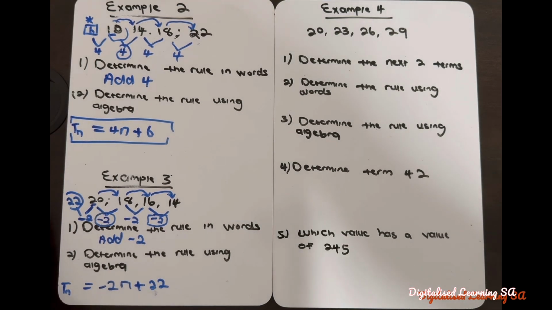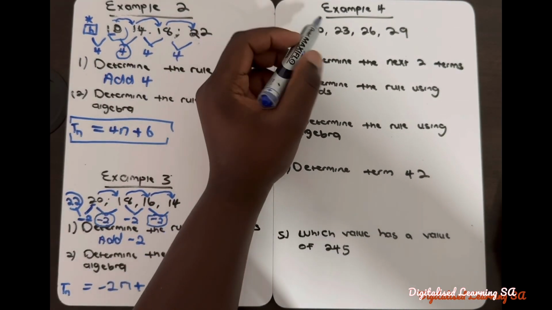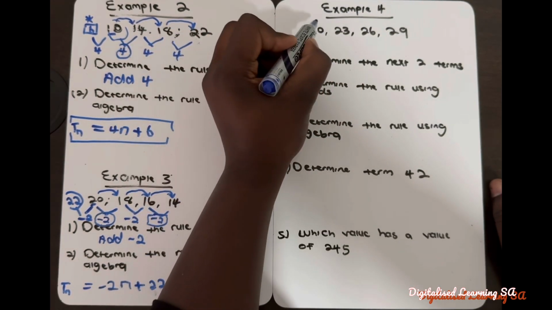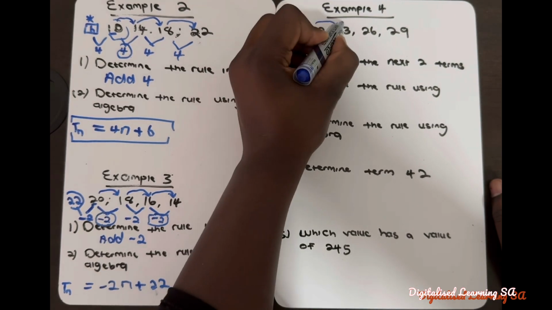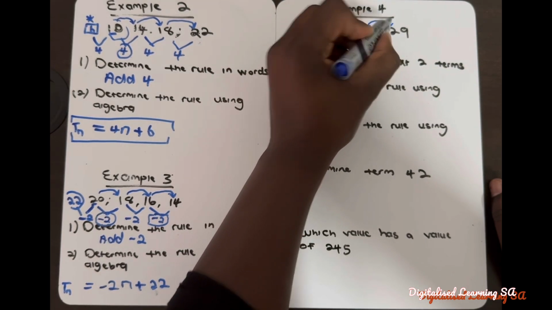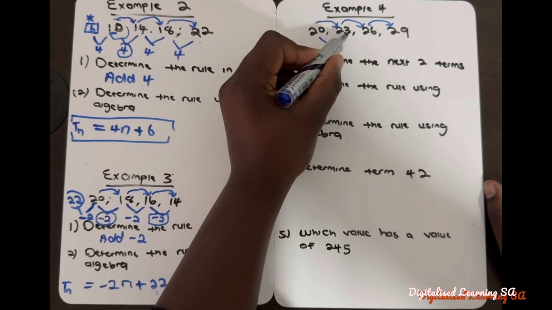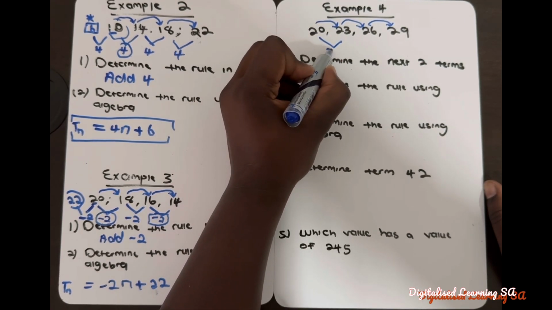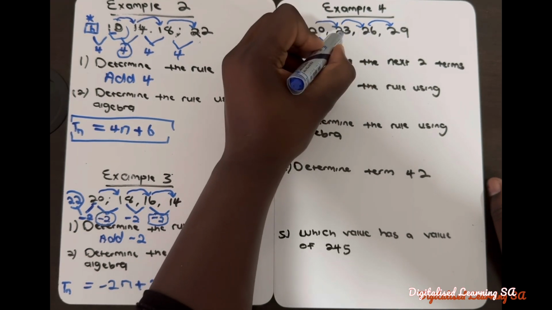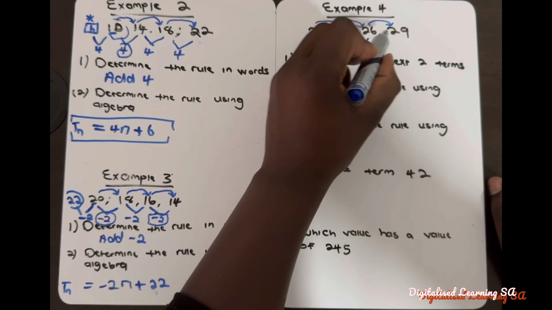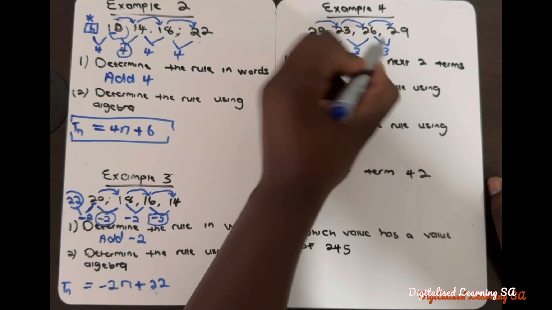So let's go to example 4. So example 4, we have 20, 23, 26, and 29. Remember that we need to find the value in which these numbers are increasing. And because it's constant difference, it means it needs to be the same. So if we take 23 and subtract 20, we get 3. And if we take 26 and subtract 23, we get 3. And if we take 29 and subtract 26, we still get 3.